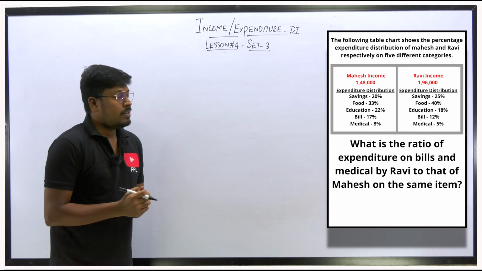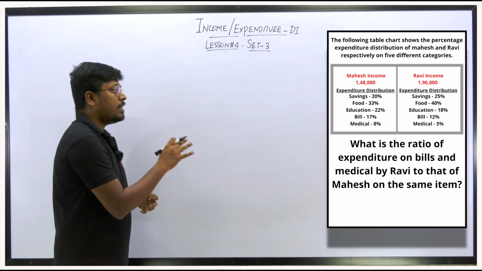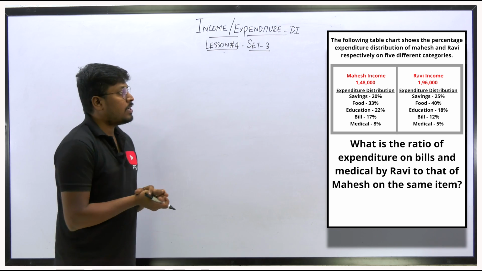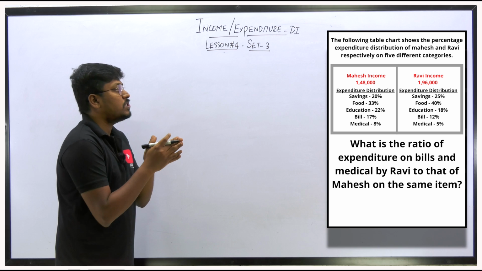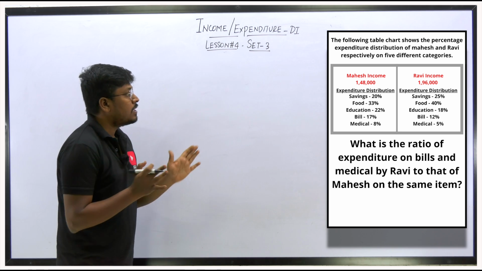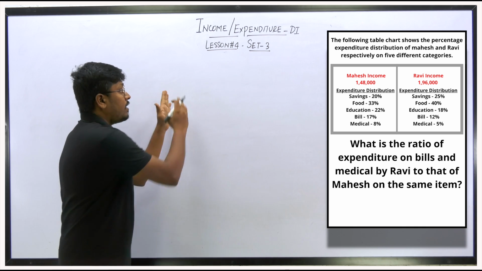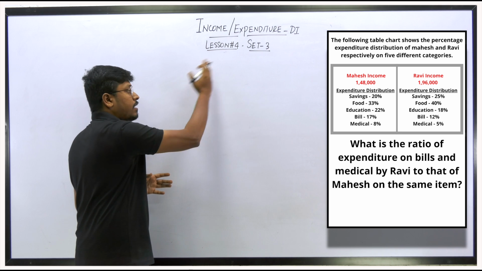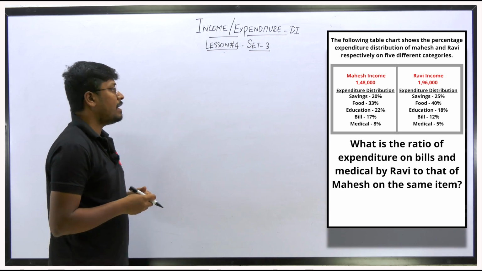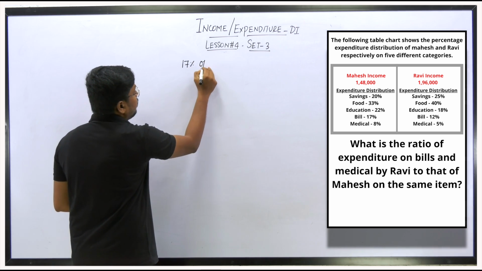Question number 3. What is the ratio of expenditure on bill and medical by Ravi to that of Magesh on the same items? Our target is to find the ratio of the expenditure of the person Ravi on certain items to Magesh on the same items, right? So bill and medical by Ravi. Just look at the chart. First we need to take Ravi and Magesh, not Magesh and Ravi, right? In Ravi's chart, bill is 12% and medical 5, so the total will be 17, so 17% of the expenditure.